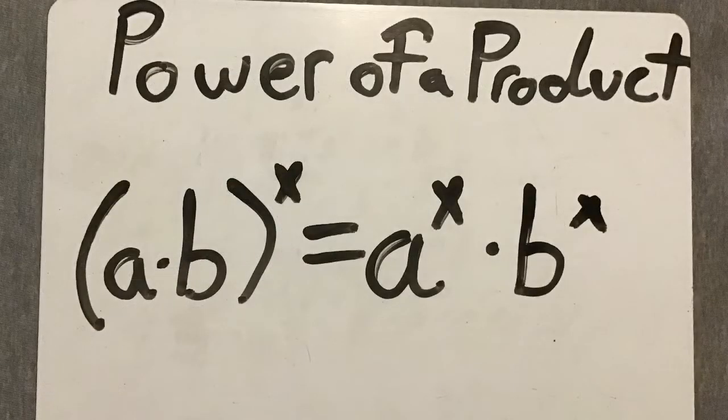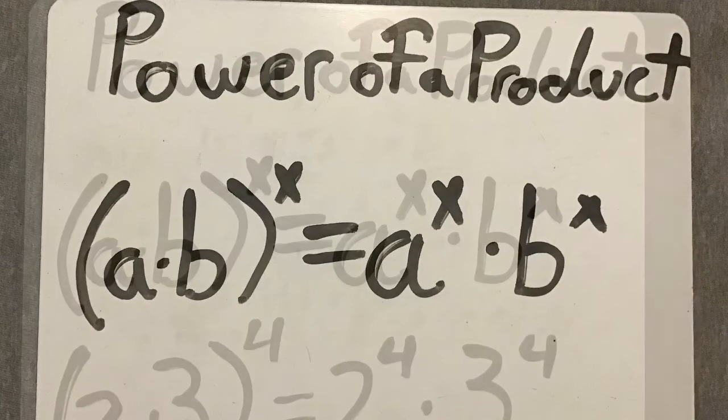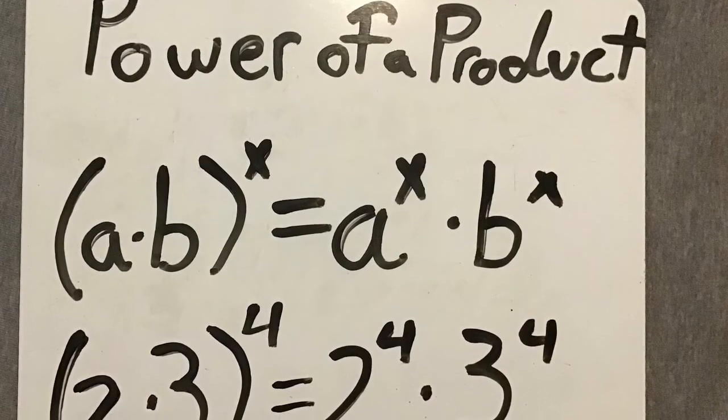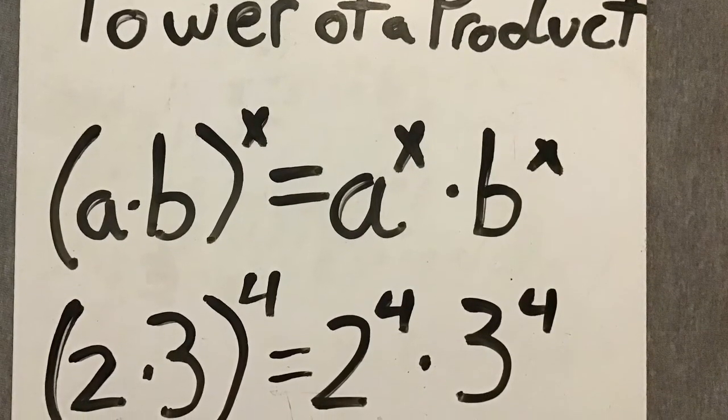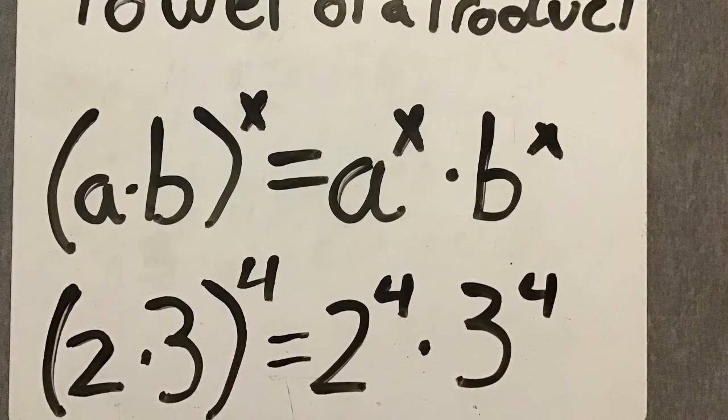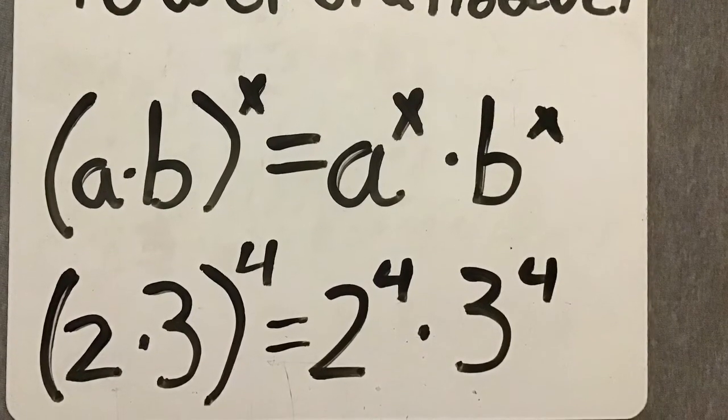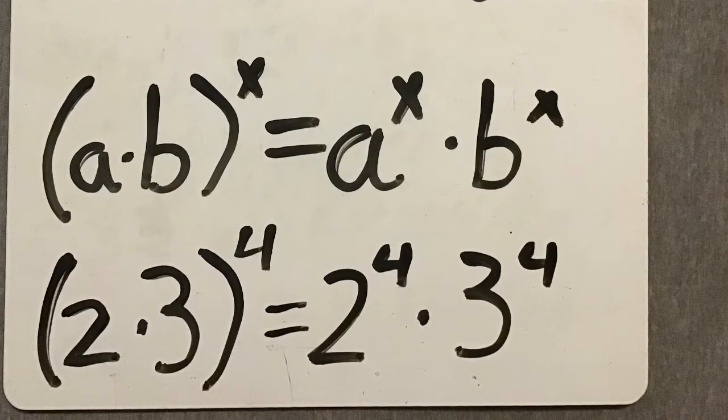The next rule is the power of a product rule. If I have two numbers being multiplied together and then being raised to an exponent, I know that both numbers are being raised to the same exponent. For example, if I have parentheses 2 times 3 close parentheses raised to the fourth power, I know that equals 2 to the fourth power times 3 to the fourth power.